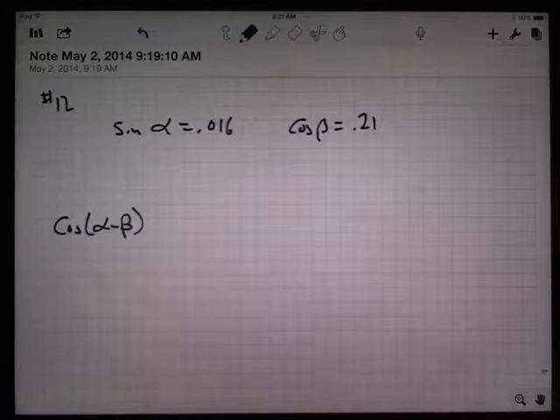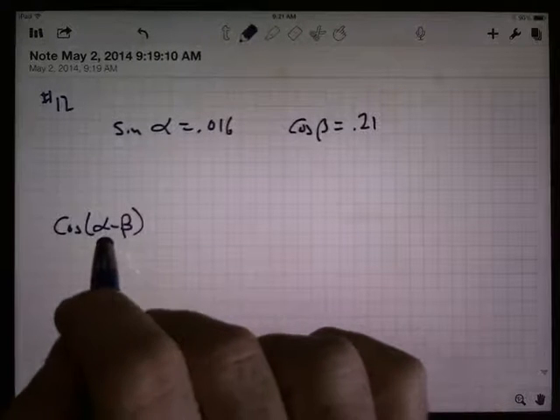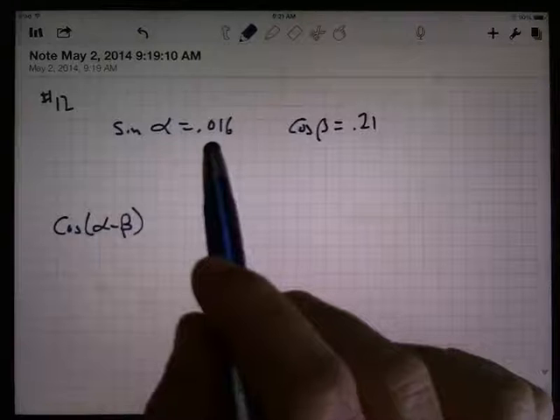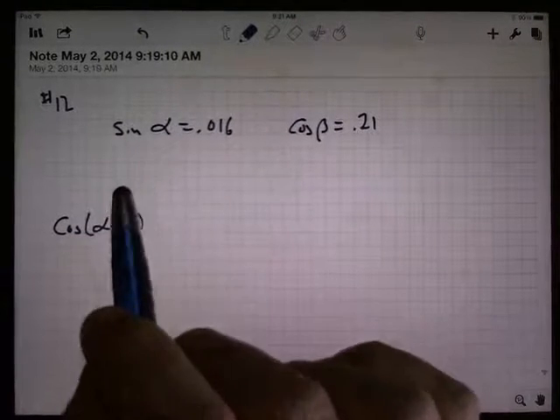All right, here's number 12 from the practice for sine and cosine of a sum or difference. This is part A where they want the cosine of alpha minus beta. Now everyone's problem is a little different. They're randomly generated numbers here, but the idea is the same.